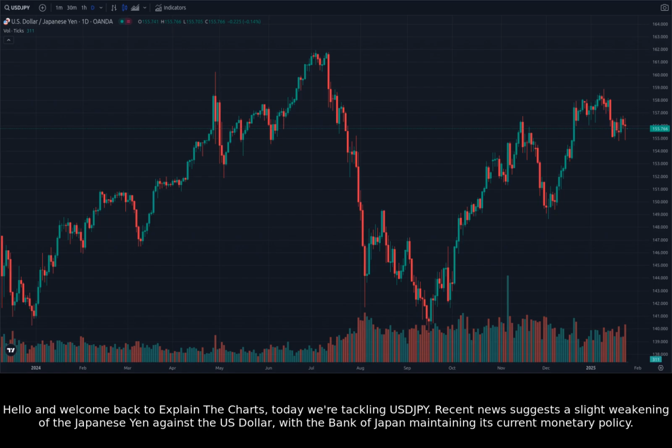Today we're tackling USDJPY. Recent news suggests a slight weakening of the Japanese yen against the US dollar, with the Bank of Japan maintaining its current monetary policy.